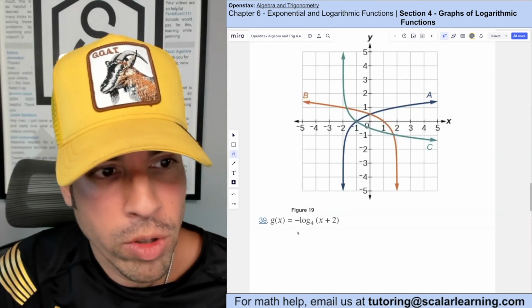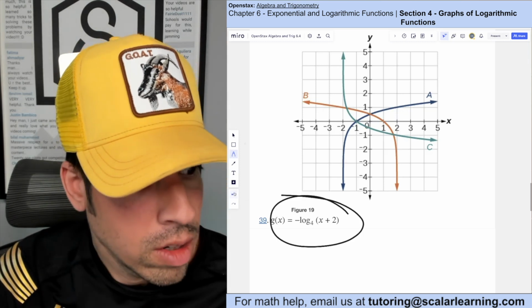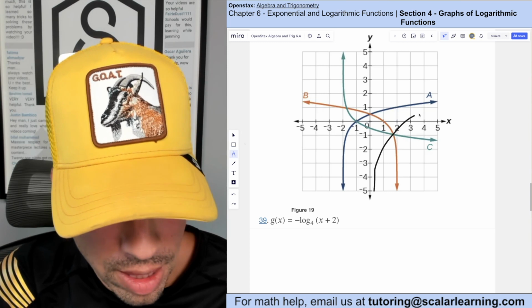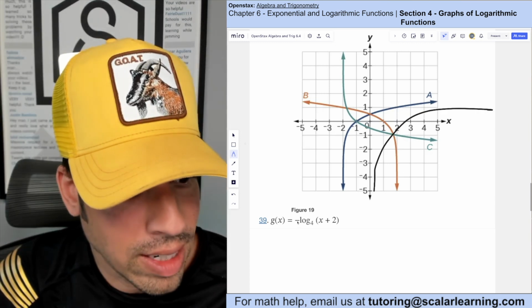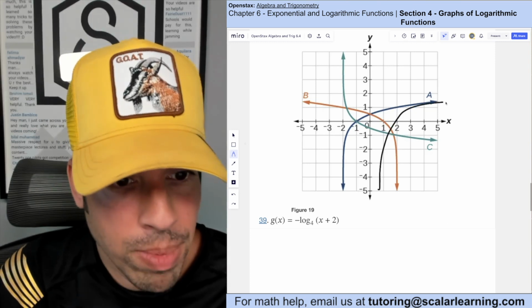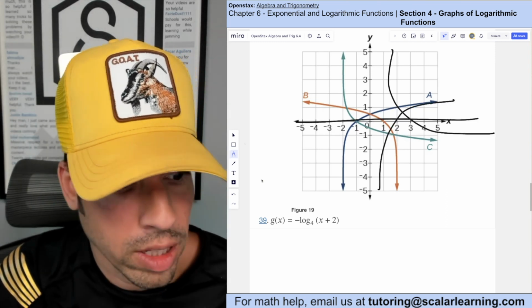Done. So for number 39, we're trying to figure out whether a, b, or c match up with this graph. Now, the thing I can tell you, first of all, is a typical logarithmic function is going to look like this, right? But then we've negated in the front. So when you throw a negative in the front, what's going to happen is you're going to flip it across the x-axis, meaning now it should look like this.